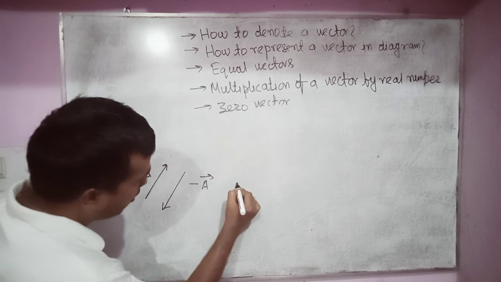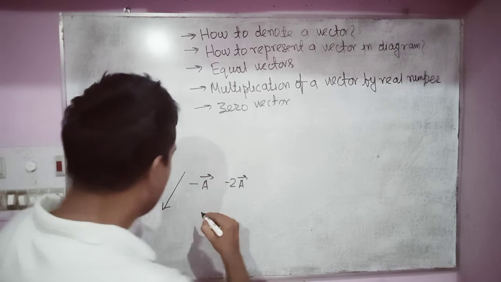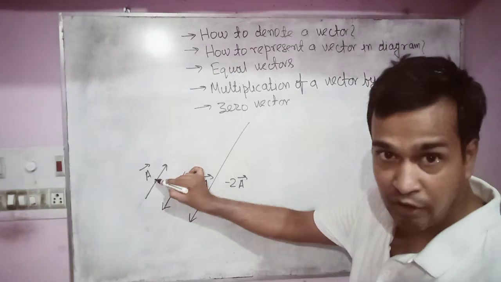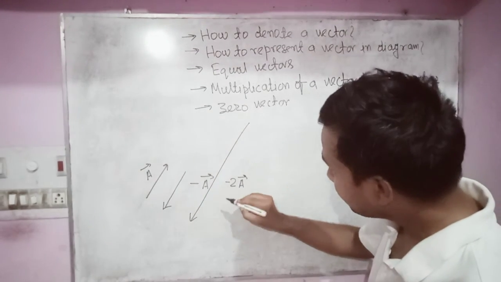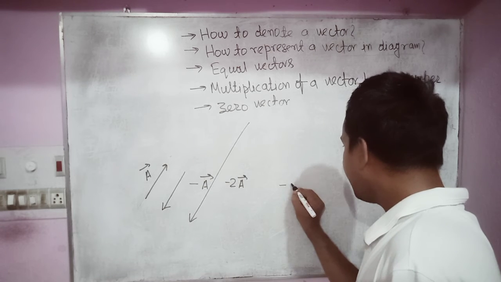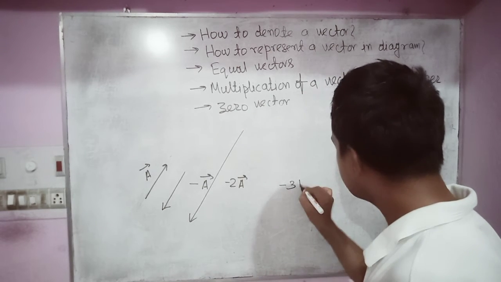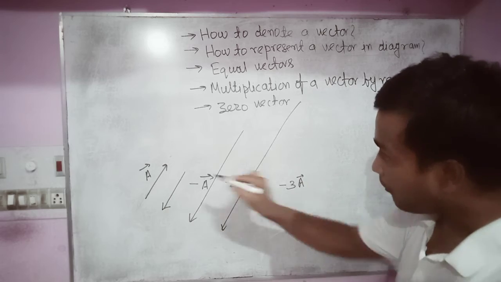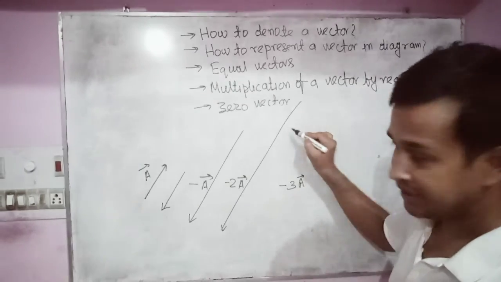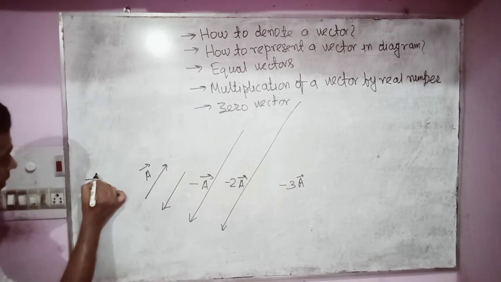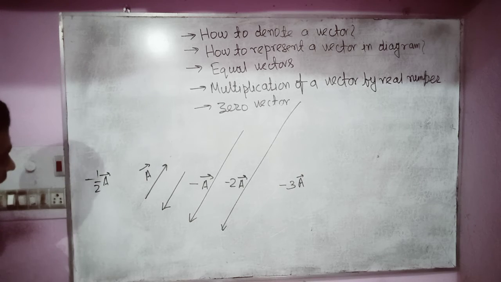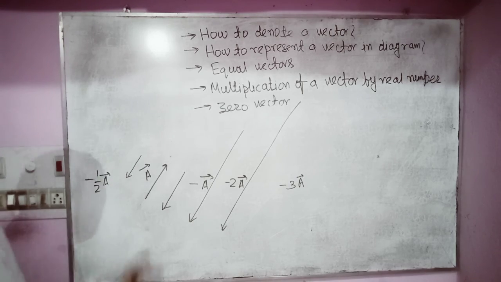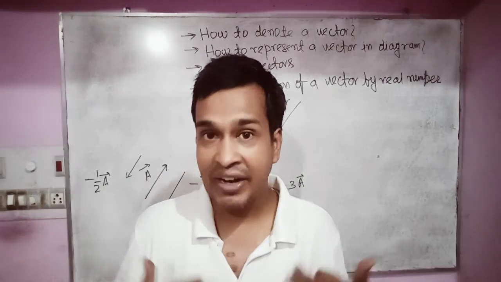Similarly, how can we draw -2A? -2A will be drawn like this. -2A is a vector having direction opposite to that of A and magnitude double that of A. Similarly, how can we draw -3A? -3A is a vector having direction opposite to that of A and magnitude 3 times that of A. Similarly, -1/2 A is a vector having direction opposite to that of A but magnitude half that of A. So these are the results we get if we multiply a vector by a negative number.